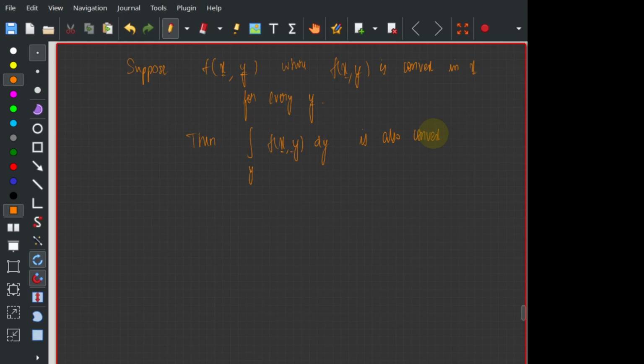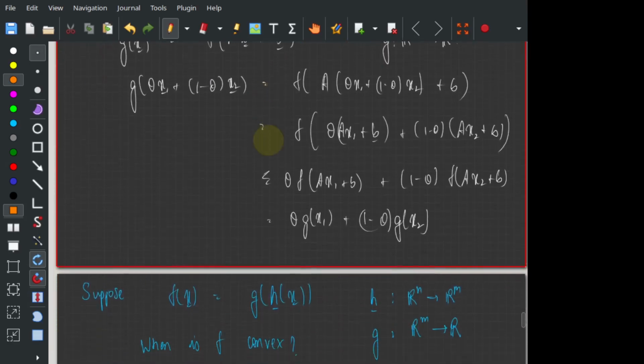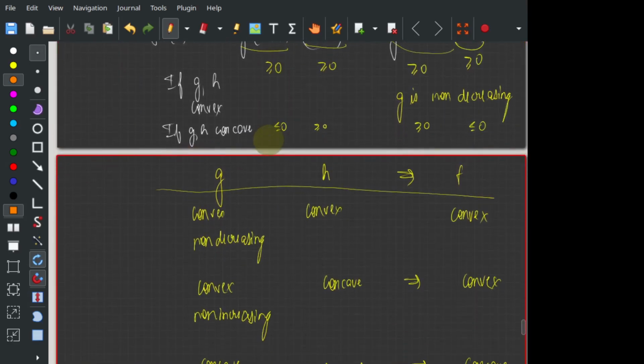The proof is essentially identical to what we saw for conic combinations of convex functions. So this is a generalization. It's not just conic combinations, but even integrals for that matter. I can also potentially multiply this by some non-negative function of y, and the resulting integral would also be a convex function. Okay. So we also looked at some transformations of convex functions.